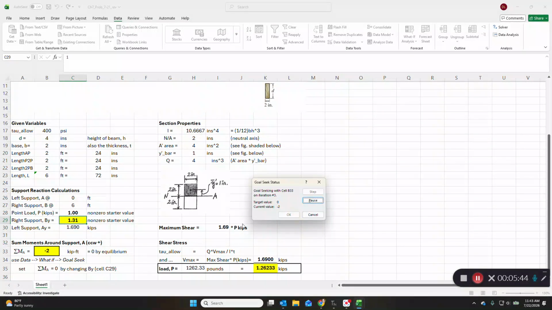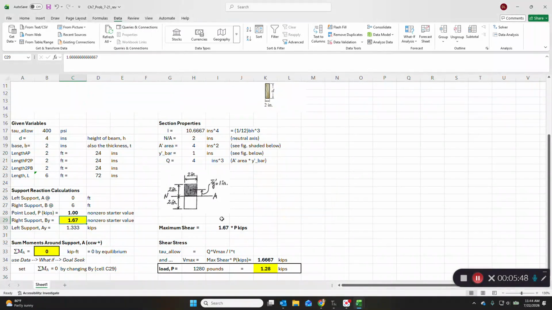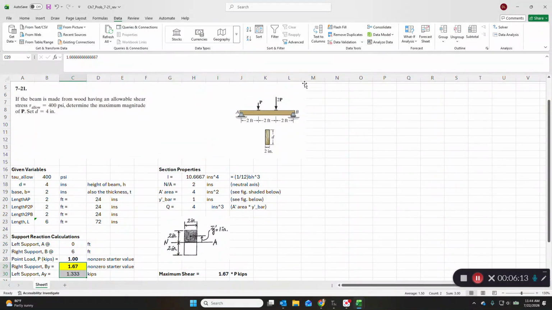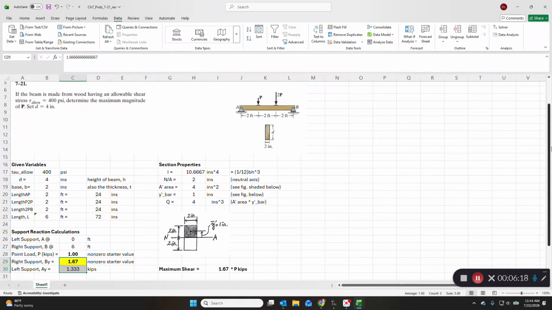And we click OK, and then you can see it's gone through a few iterations of calculations, and we got it. So the right support then is 1.67 if the load P is 1, okay? And that means that the left support is 1.333. So if you add up 1.67 and 1.333, you should get 3, which makes sense because that would be 3 kips up, and if P is 1 kip, then P plus 2P is 3 kips down. So that's the way I've set this up in this equation.